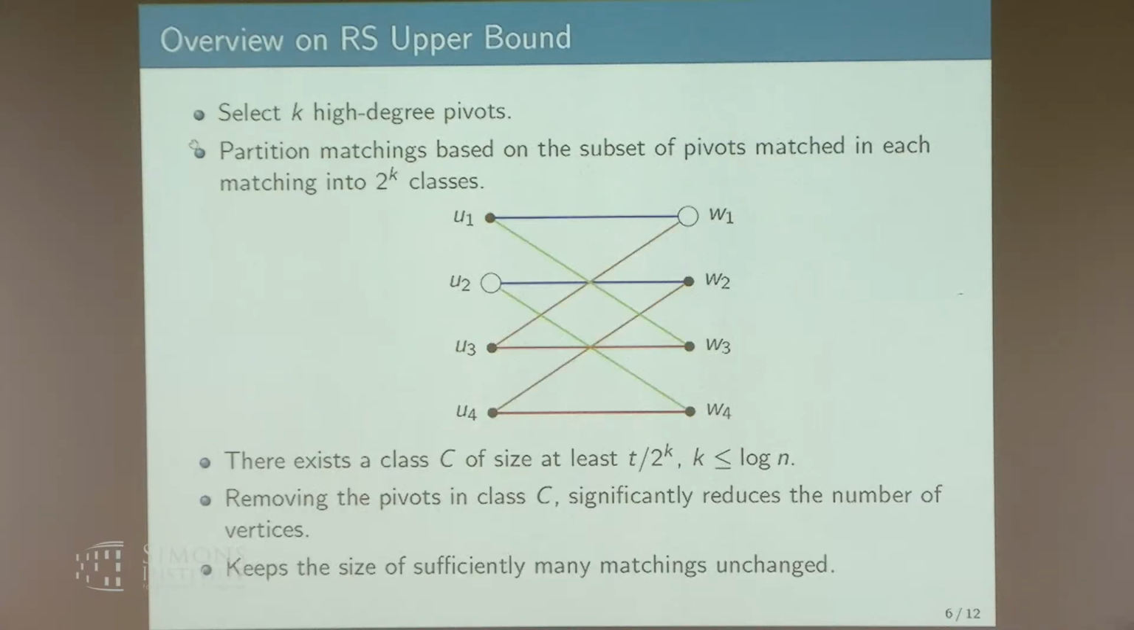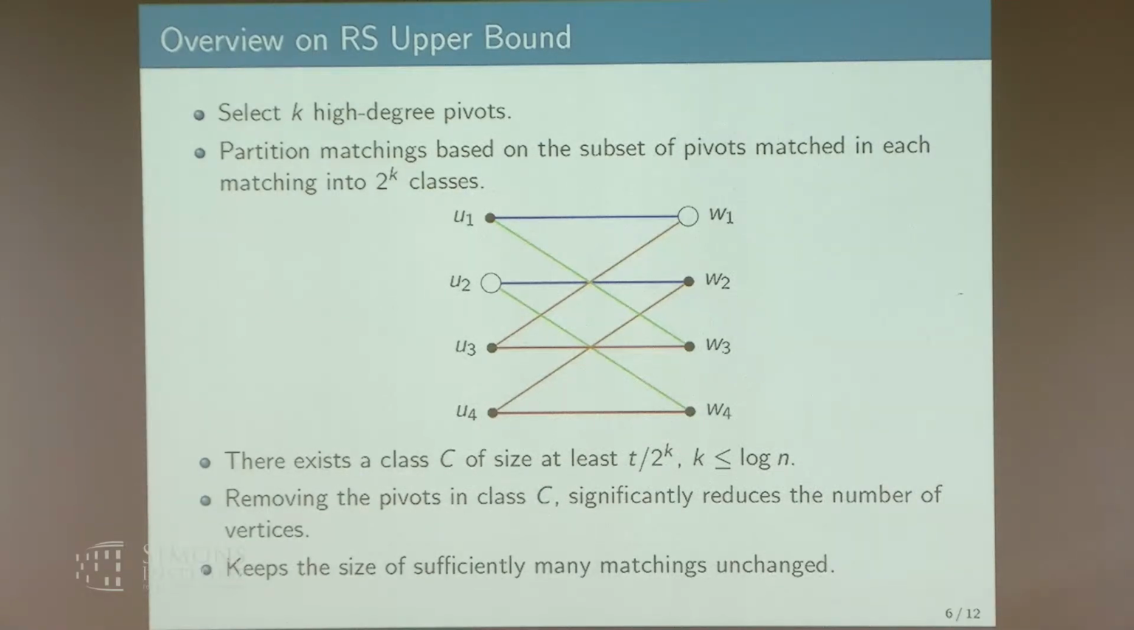The way that we are going to use it is the following. Let's assume that we are given this RS graph here. Now, if we pick, say, W1 and U2 as our pivots that we are going to remove from the graph, then the blue matching contains both of these W1 and U2, and the red matching does not contain any of those. So what is important here is that we can classify the matchings based on the set of pivots that they contain. If we pick K high degree vertices as our pivots, and we partition the matchings based on which subset they contain, then we get 2 to the K classes, and there would exist a class that contains T over 2 to the K matchings.